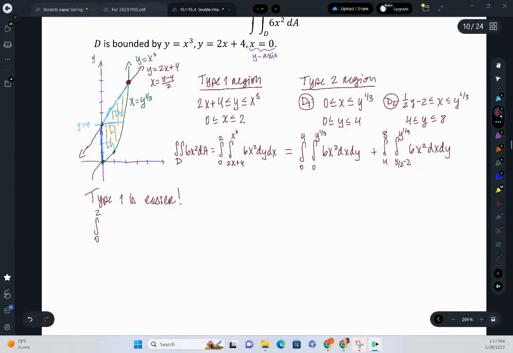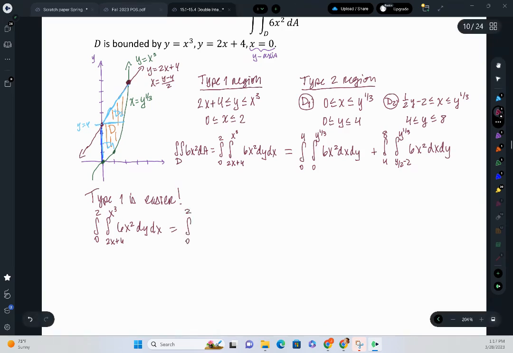So I have 0 to 2, 2x plus 4 up to x cubed of 6x squared dy dx. All right, we are focusing on y first. We're going to integrate with respect to y.